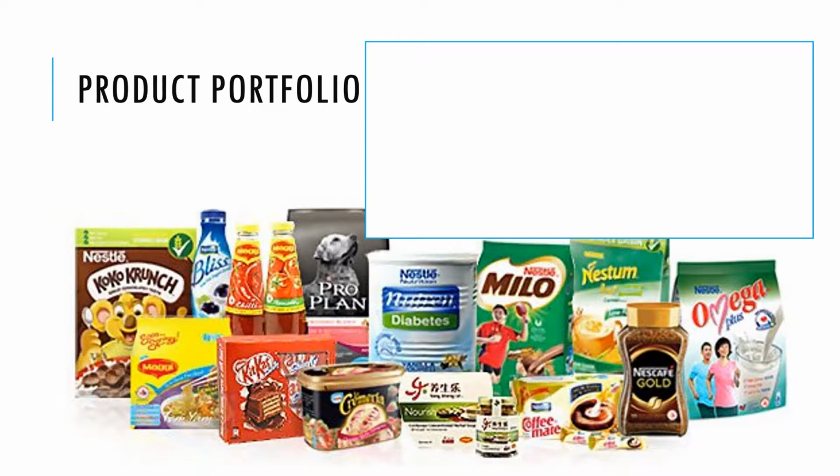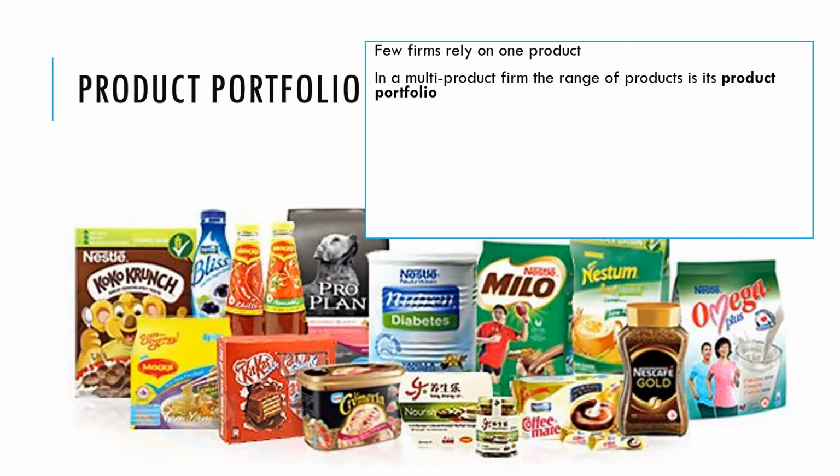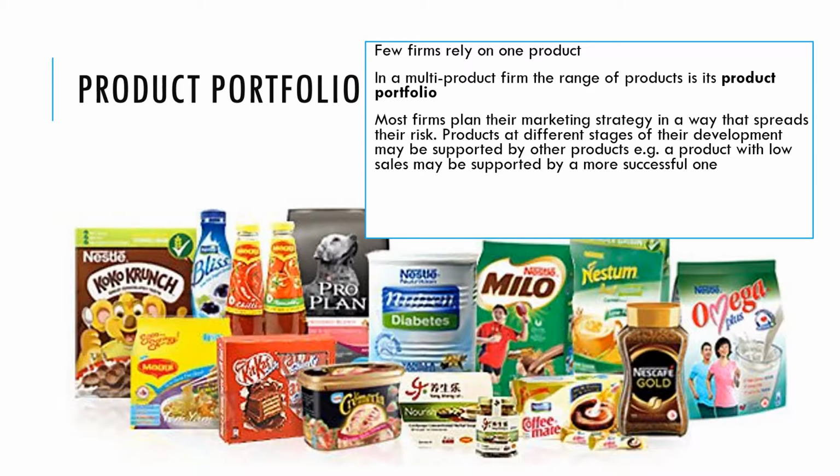So let's start off with portfolio analysis, and that stems from the idea of a product portfolio. Few firms rely on one product. In this image here at the bottom we can see some of the products that Nestle have. A multi-product firm's range of products is known as its product portfolio. Like you might have an art portfolio, but this is just the range of products that a business has. And most firms have a portfolio of products because it spreads the risk.